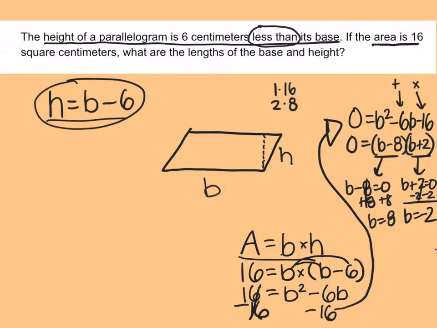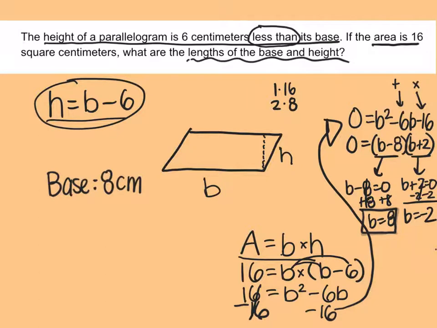So what we do in a real world situation like this is see which one makes sense, and we won't necessarily have 2 answers. So in this situation, only the b equals 8 makes sense, because that's the only positive one, and only a positive answer would make sense when talking about the length of a side of a shape. So when it asks us about what is the length of the base and the height, we know that the base is 8 centimeters. Then using this, we can solve to see what would be the height.